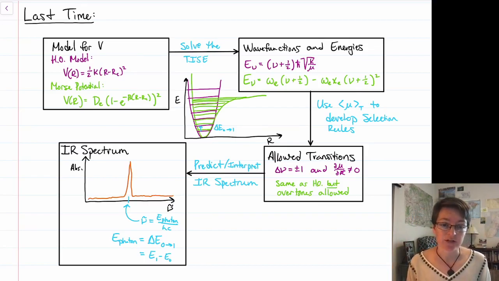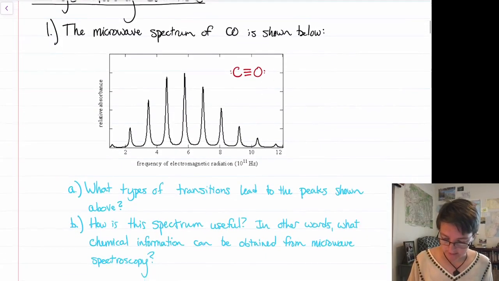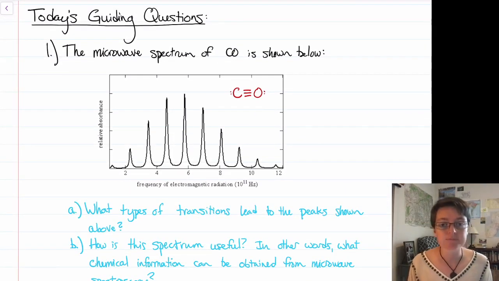Today's lecture goal is going to be to go through this same process, except instead of considering vibrational motion, today we're going to consider rotational motion. And so let me present today's lecture goals again in the form of questions.